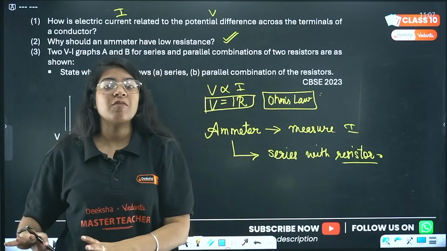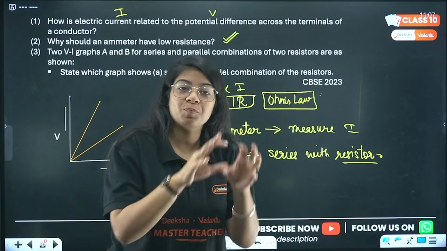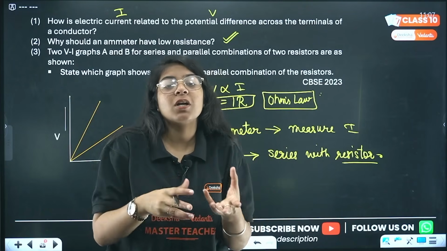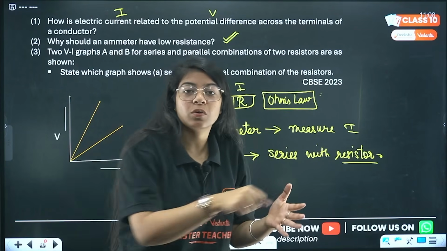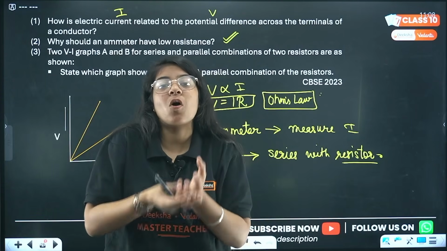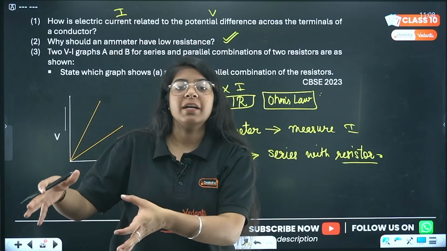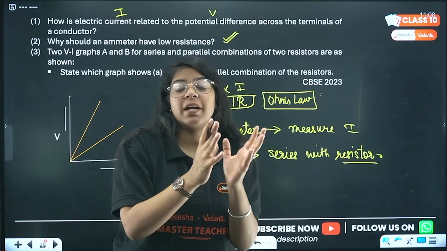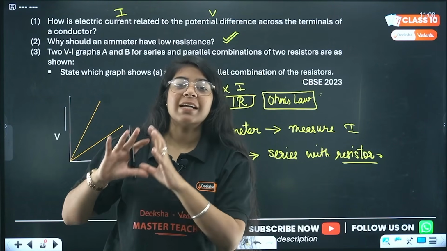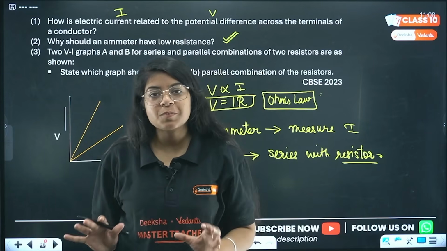and if it causes hindrance to the flow of current, it will not be able to measure the exact amount of current that is passing through it, because now the current is not passing through it with the whole amount, because the ammeter is in itself causing resistance to the current. If it is causing resistance to the current, it won't be able to measure the actual amount of current that is passing through it. समझ में आया?